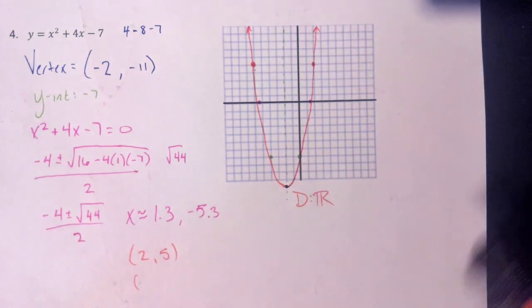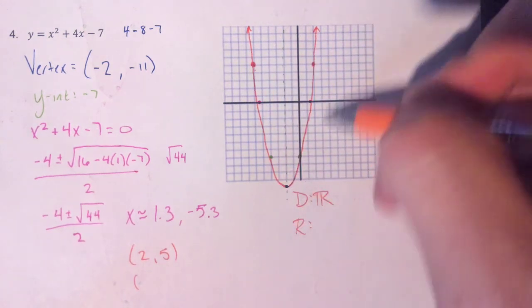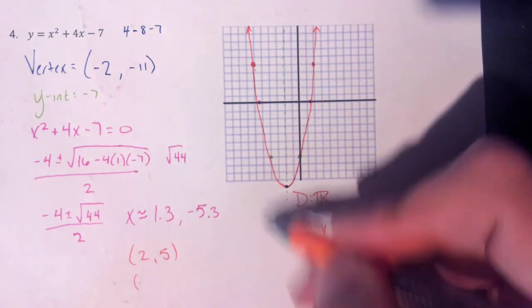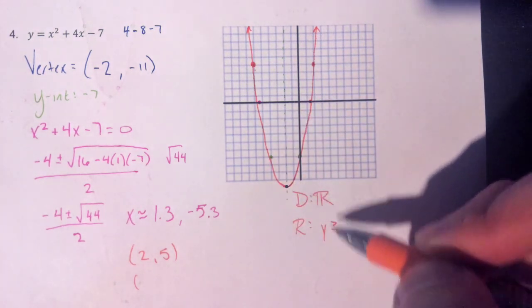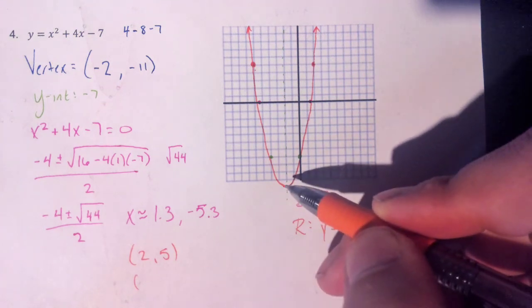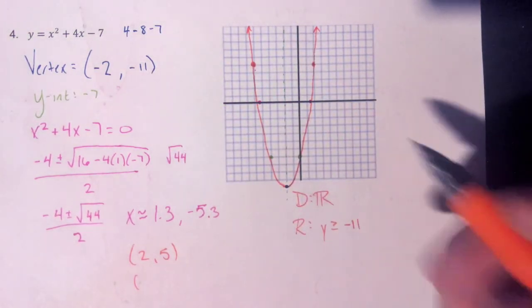You can pick whatever x value you want. The range, again, it opens up. We didn't have any open down one, so it's going to be greater than or equal to. If it opens down, if it's an upside down parabola, it's going to be less than or equal to. And what is the y part? Remember, range is y. What is the y part of the vertex? We've already got it written down. Negative 11. So there it is.